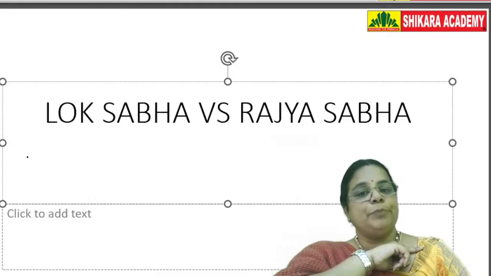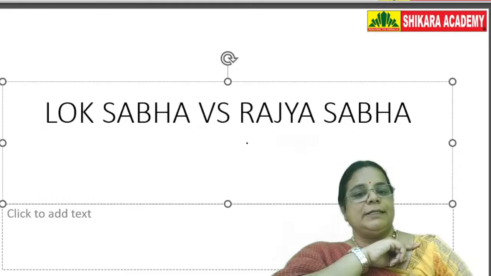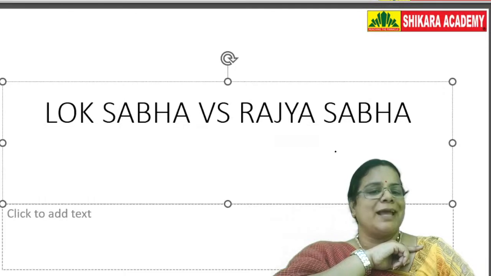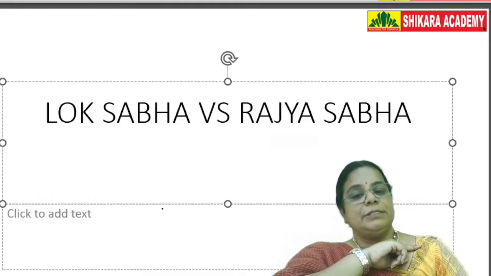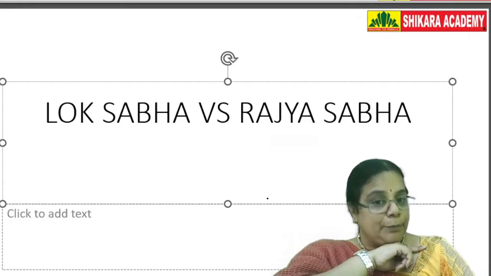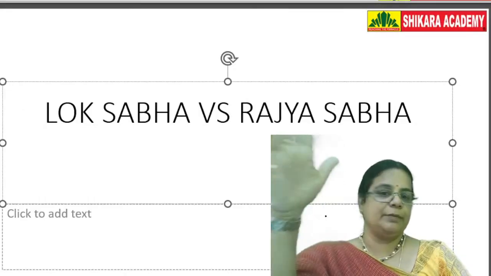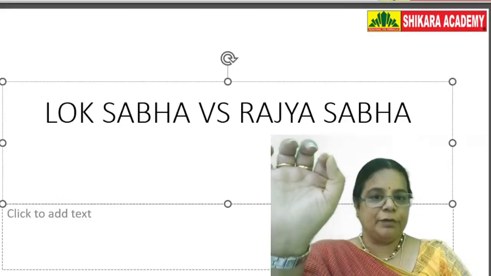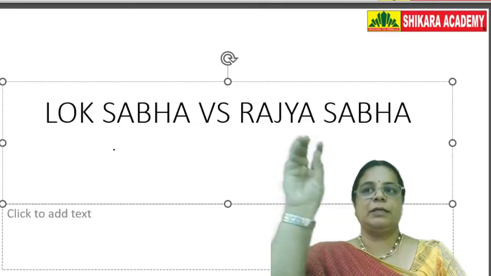In case of impeachment of the president, if you want to remove the president, in case of removal of CAG, judges and so on, in case of removal of public service commission chairman and members, it could be UPSC, it could be state PSCs, they will have the same power. So Lok Sabha and Rajya Sabha will have the same powers when it comes to all these.